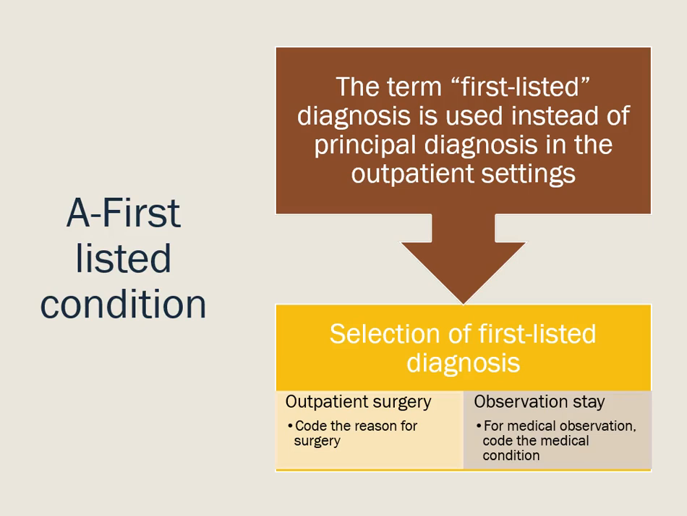Observation stays. When a patient is admitted to observation, that's an outpatient service for a medical condition, that medical condition is to be listed as the first listed diagnoses. Now, in the case where a patient has outpatient surgery and they develop a complication that requires admission, again, observation is an outpatient service, you're going to code the reason for the surgery as the first listed diagnoses, followed by your complications as your secondary diagnoses.